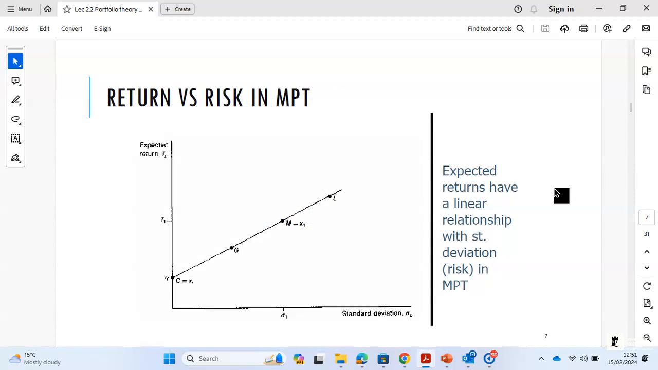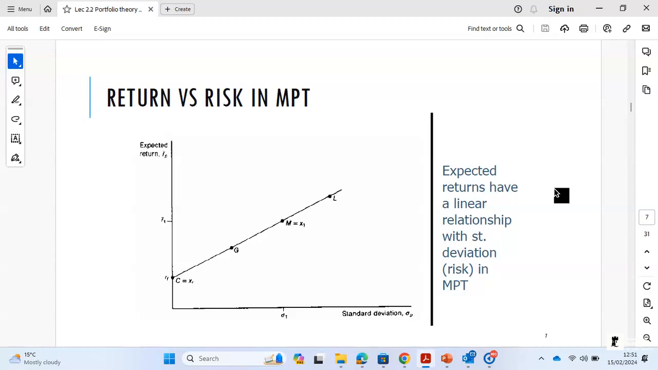Okay, so this is a simple graph that shows the expected return and risk relationship. We must have seen this a number of times already. Okay, so what do we have? On the vertical axis, we have expected return, and on the horizontal axis, we have the risk measured by standard deviation.